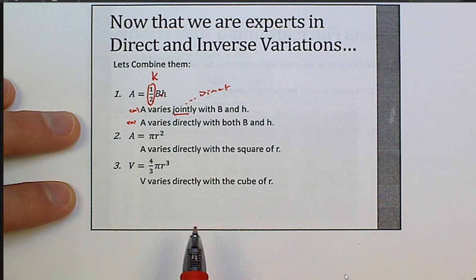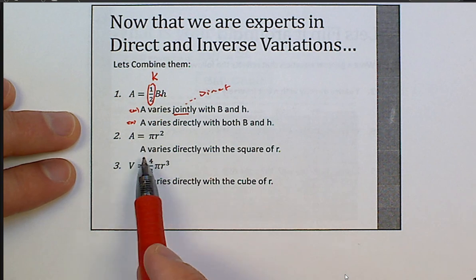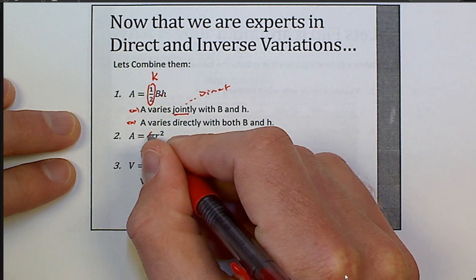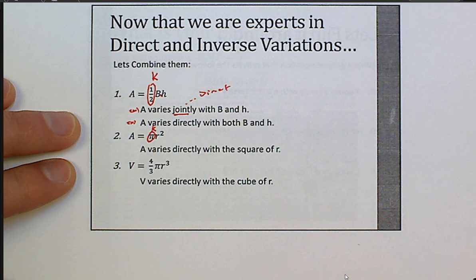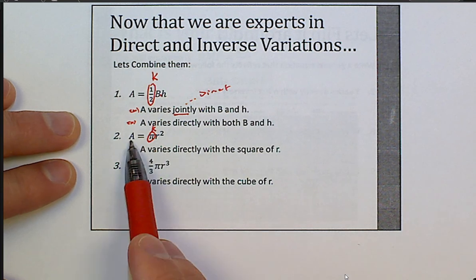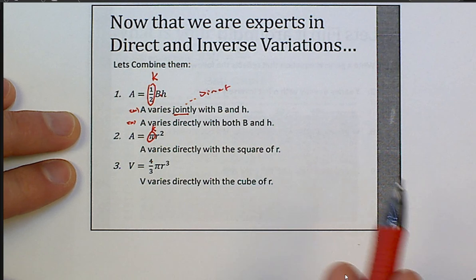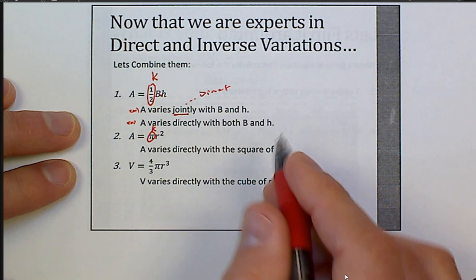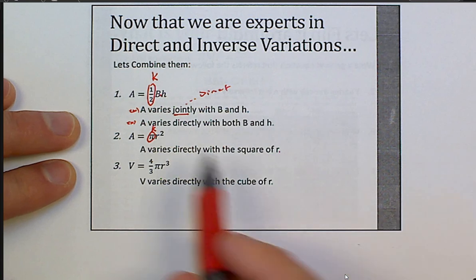The second example here is A equals pi r squared. So this would be an example of your k value. Pi is a symbol, but that's still a number. Remember, pi is 3.14, so that's your k value. So this would be A varies directly with the square of r. Or you could write A varies directly with r squared. That would be fine too. So there's a little bit of wiggle room in how you would write this out.